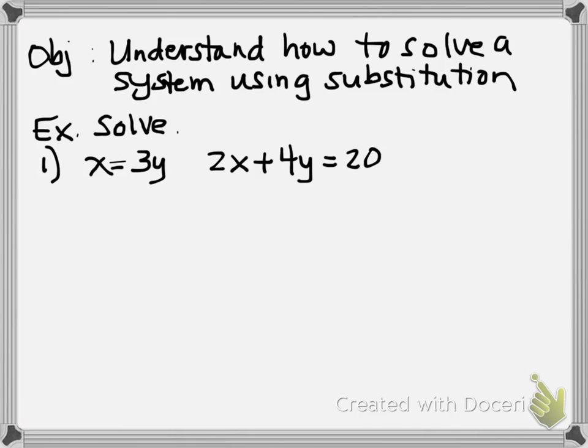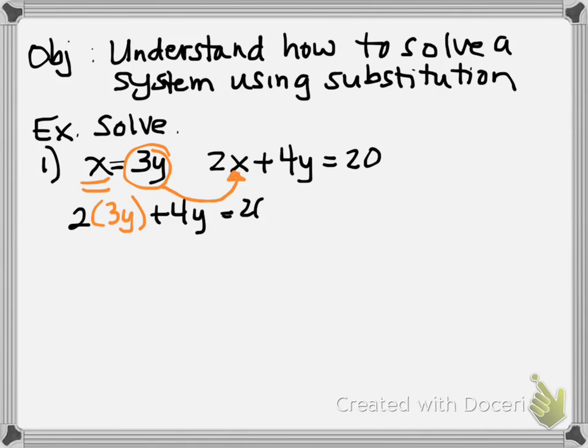So if you notice over here, it says x is equal to 3y. So what that says is when I see x, it also means the same thing as 3y. So I could substitute 3y in for that x. That's what substitution is all about. Something, a single value, that I can plug in another equation. So what my new equation now becomes is 2 times the quantity 3y, and then I write out the rest of that second equation, plus 4y equals 20.